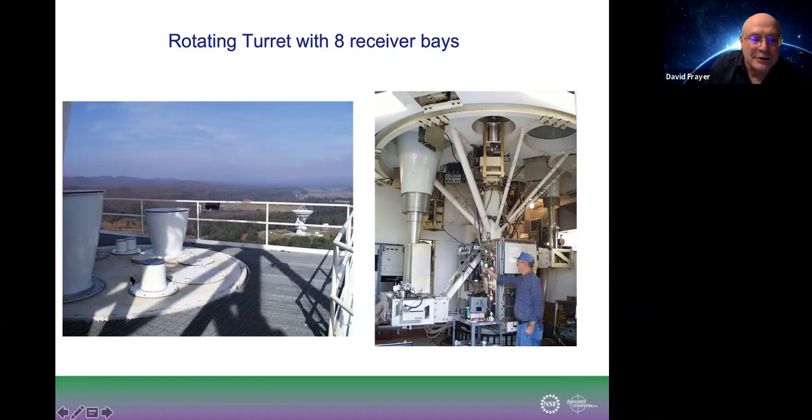So this is the top of the receiver room. This turret rotates around. That's S band right now in the focus position. There's L band. So anyway, that's how we change the frequencies. You rotate that turret around. Underneath, this is what it'll look like in the receiver room. And the feeds come down. That's where the electronics are.